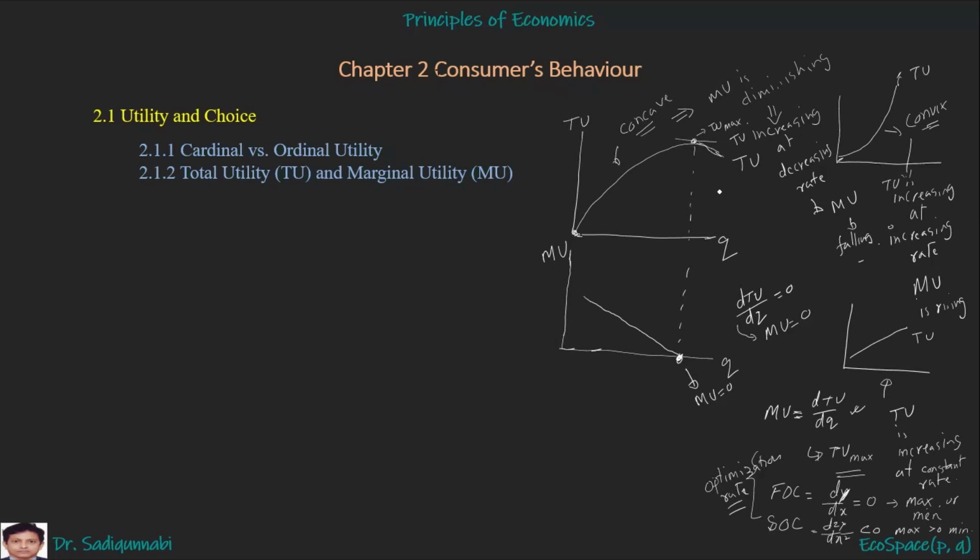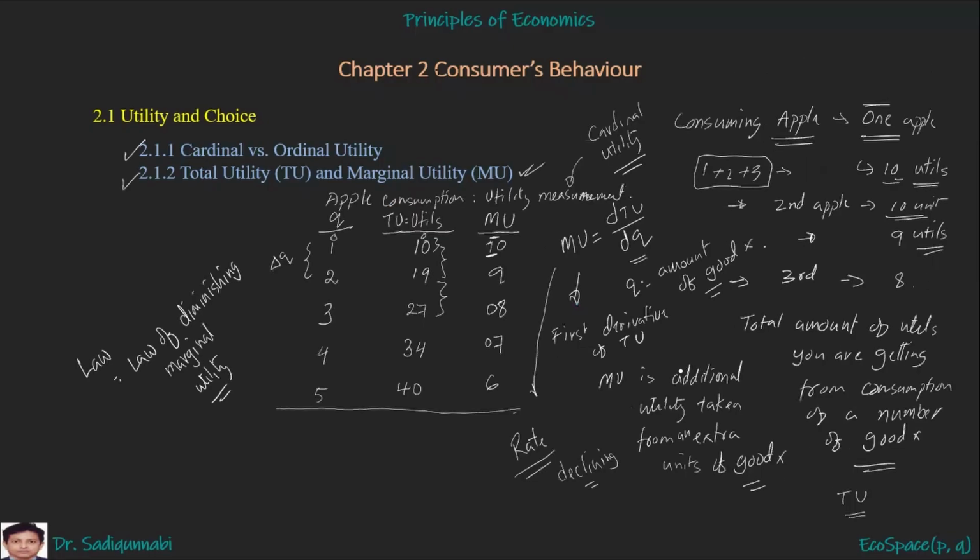That means when TU declines, MU is negative, right? Yes, sir. So MU is taking negative, so MU goes down here. So this is our MU curve. Okay.